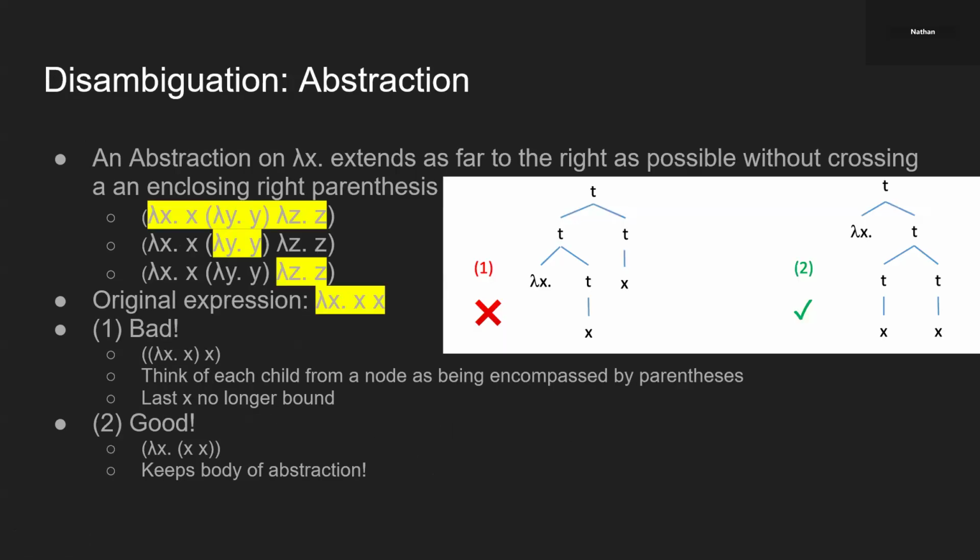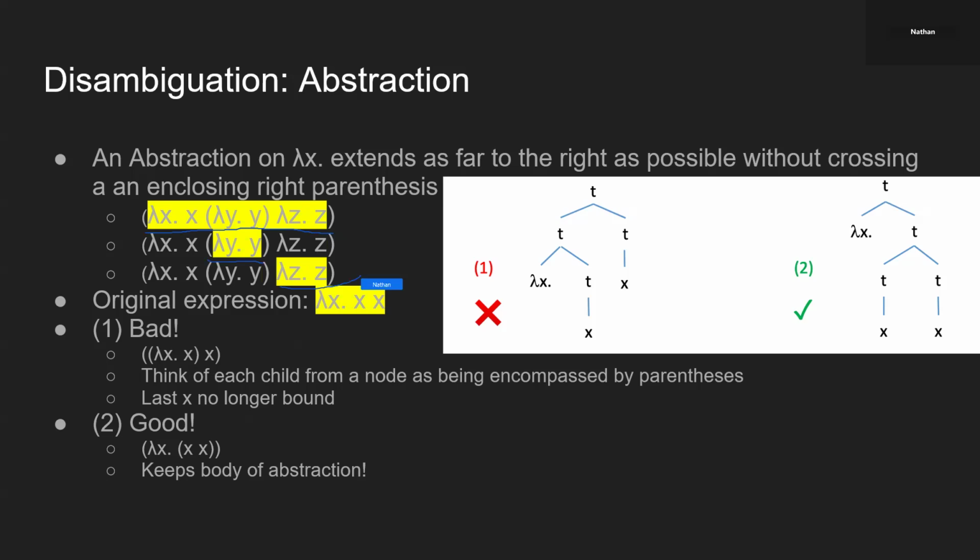So an abstraction, which is a lambda x, extends as far right as possible without enclosing right parentheses. This is also important for binding, but we're going to focus on the disambiguation rules first. So when you see lambda x, it goes as far right as possible until it reaches either the end or an enclosing right parenthesis, like here, here.